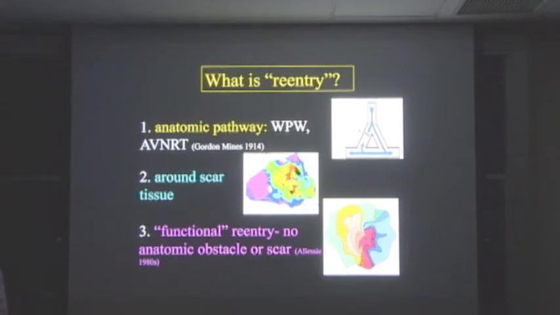No obstacle, no scar, no anatomic pathway. Just a reentrant wave in open tissue with no anatomic obstacles.